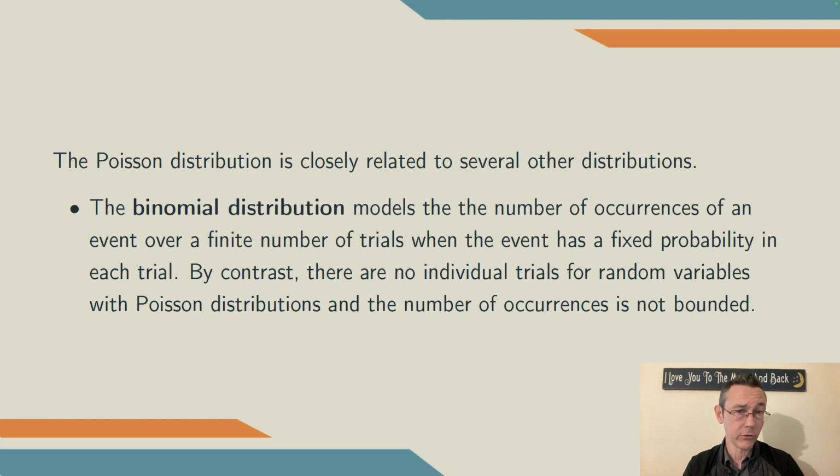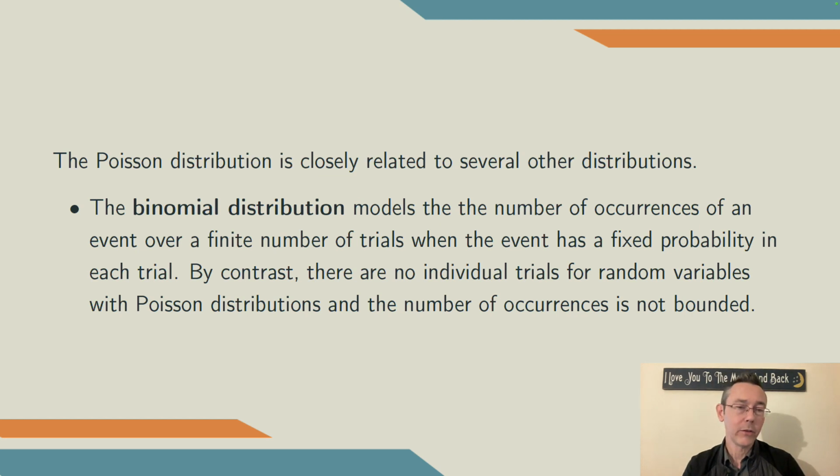Last comment before I wrap up this video is that the Poisson distribution is closely related to several other distributions that you'll run into when you're studying probability. And so when you run into a word problem, you want to make sure you don't get it confused with some of these others. First of all is the binomial distribution, which of course models the number of occurrences of an event that can have exactly two different outcomes, success and failure, over a finite number of trials where the event always has a fixed probability of occurring in each trial.